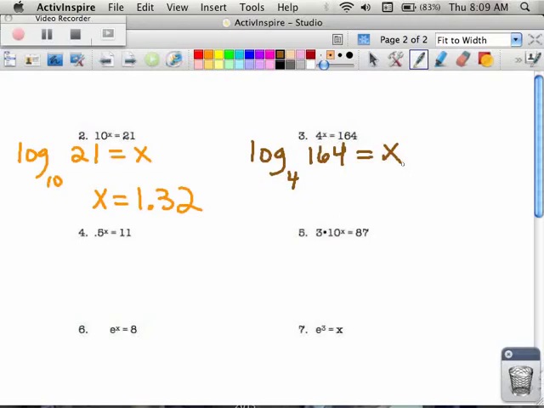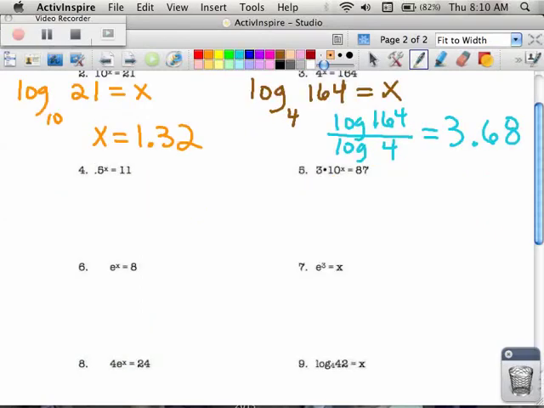So I do the change of base, which means I'm going to go with the log base 10, which I'm not going to write the 10, of 164 divided by the log base 10 again. I'm not going to write the 10 of 4. I type that into my calculator and find the answer. 3.67. 3.68 if we round would be the answer that I would prefer. 3.68. So make sure you can do that on your calculator.